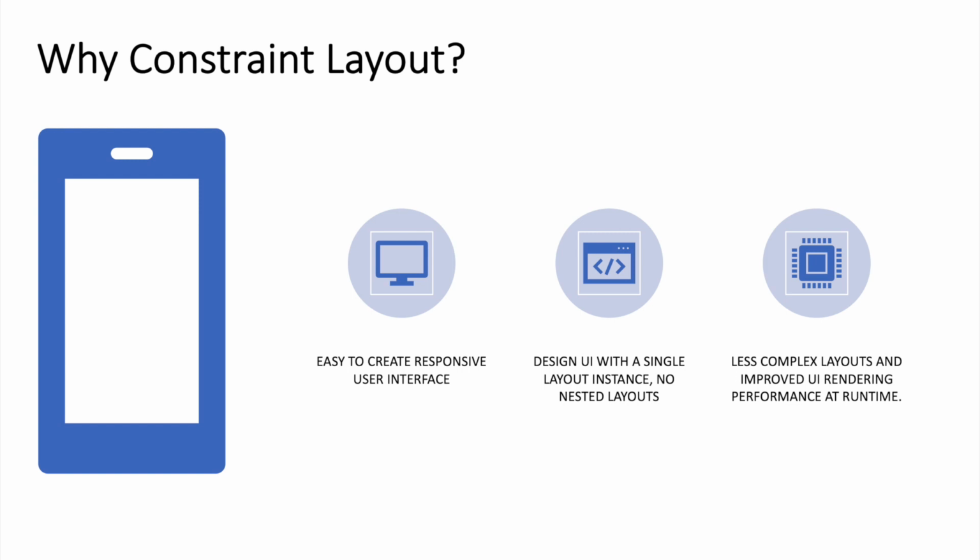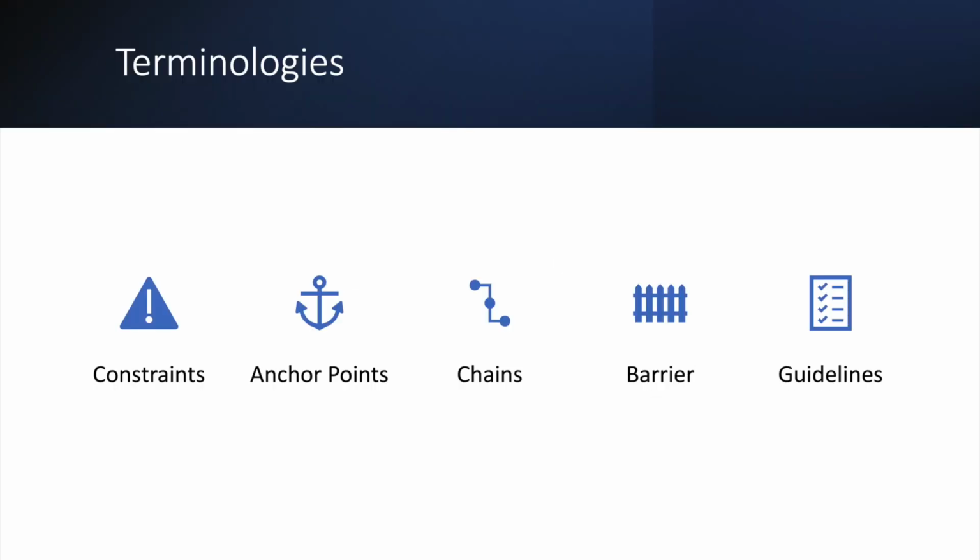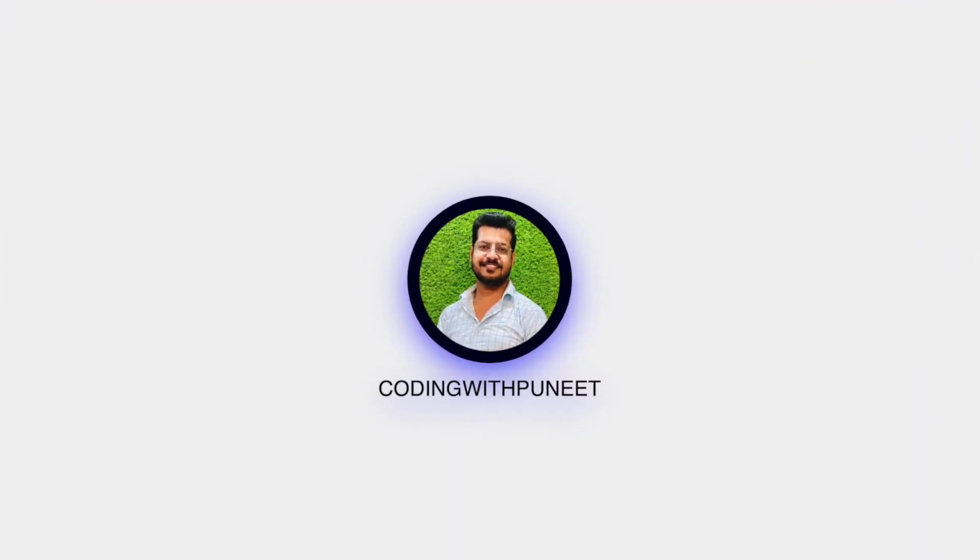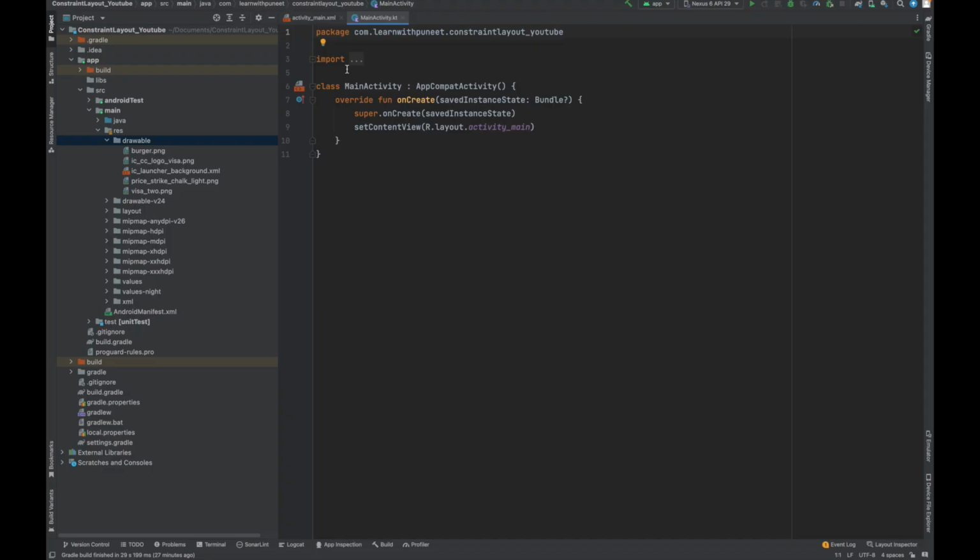Now in this video we will talk about the terminologies. Terminologies could be constraints, which I just told, connections or relationships, anchor points, chains, barriers, guidelines, and many more. Let's go to Android Studio and implement it practically. Here I have created one sample project.